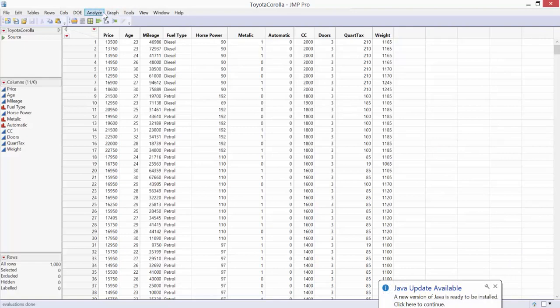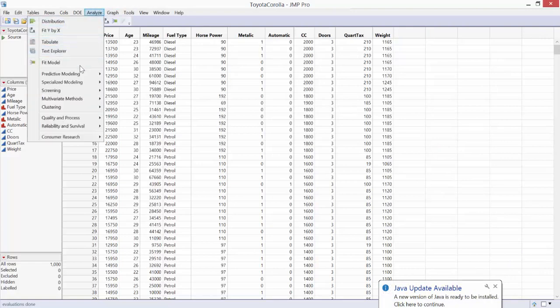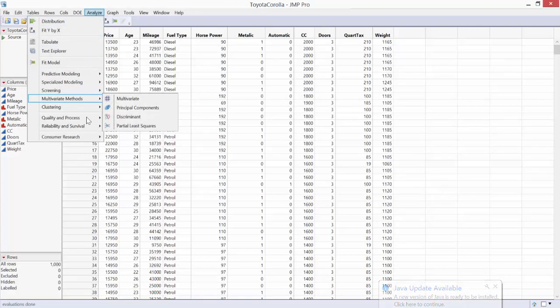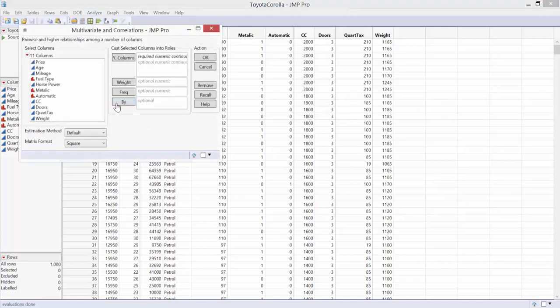I go into the Analyze menu, Multivariate Methods, something that probably you never did before, right? The very first option, Multivariate, okay? And I'm going to select my variables, which I believe, at least for now, are independent, right? So that would be age, and I hit Control, mileage, and horsepower. These 3, right? These are my x's.